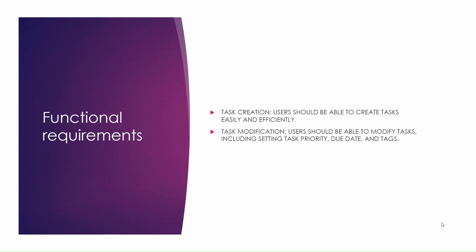Also, tags are useful in a to-do list app for some reasons. They allow users to organize tasks by topic or project, making it easy to find related tasks very fast. For example, if a user has tasks related to different projects, they can assign a unique tag to each project and filter tasks by tag. Our next requirement is task deletion.